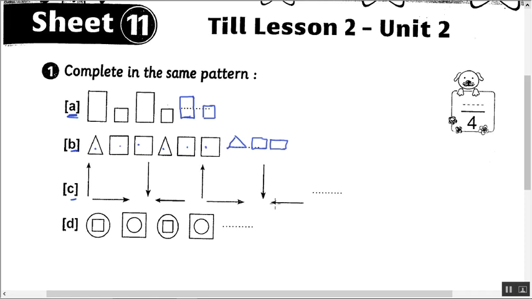right, down, left. Circle inside it, square, and here we have square inside it, circle. And the pattern here equals also circle inside it, square, and here we have square inside it, circle, so inside it will be square.